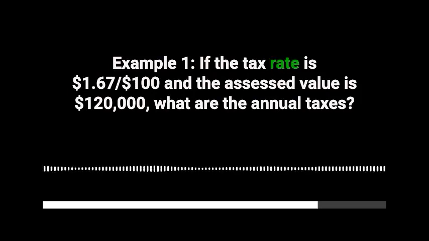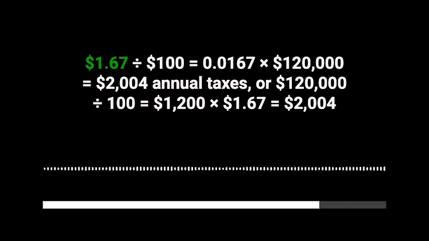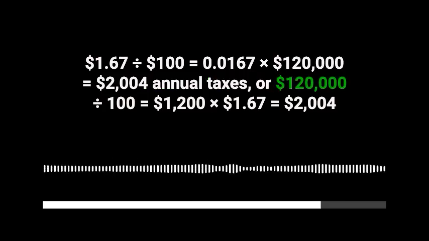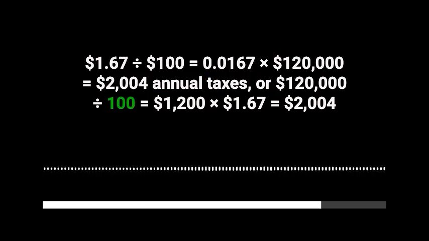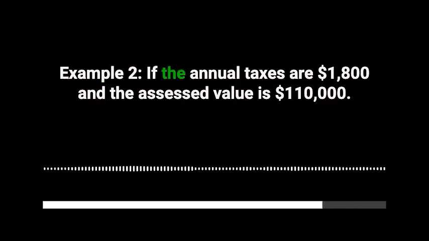Example 1: if the tax rate is $1.67 divided by $100, and the assessed value is $120,000, what are the annual taxes? $1.67 divided by $100 equals 0.0167 times $120,000 equals $2,004 annual taxes, or $120,000 divided by 100 equals $1,200 times $1.67 equals $2,004.